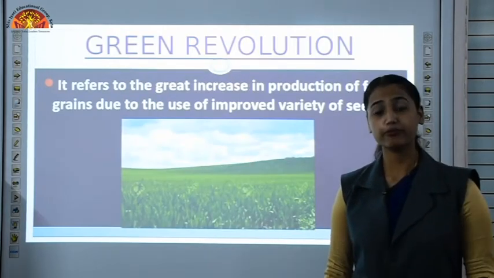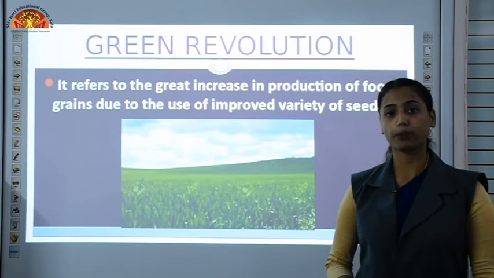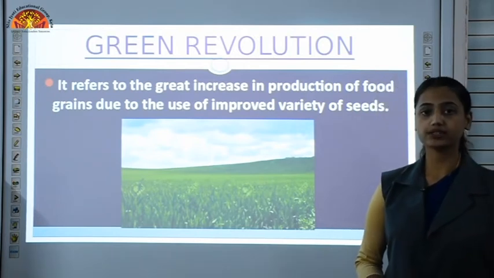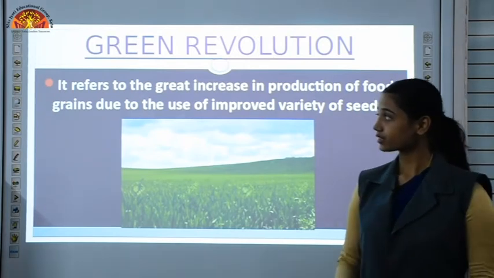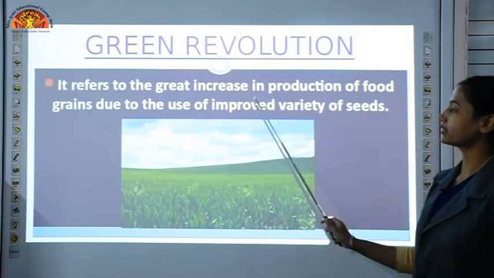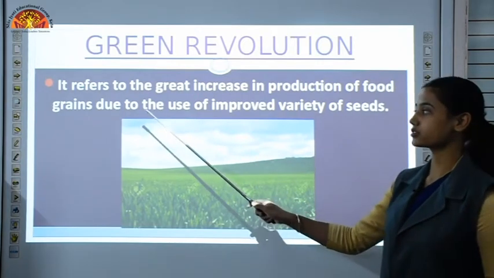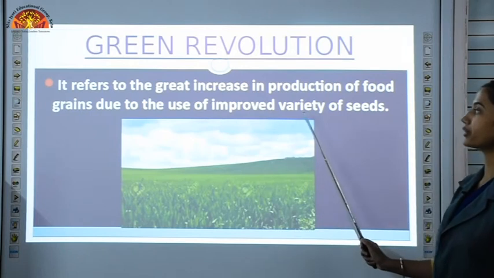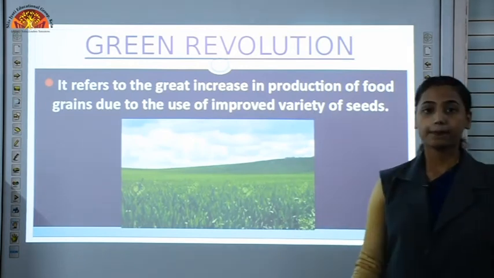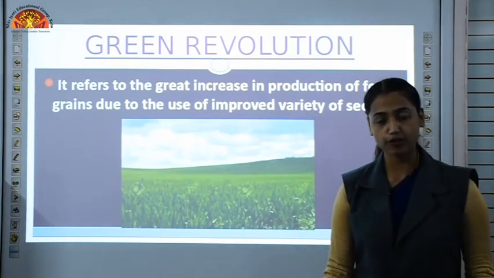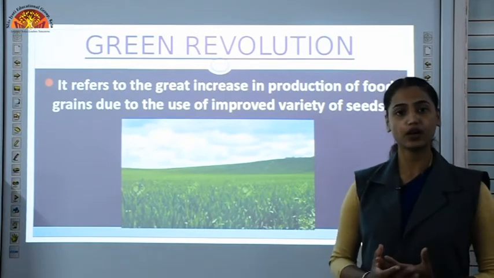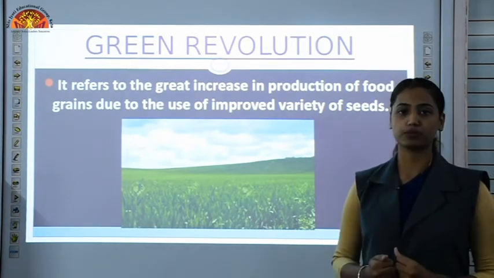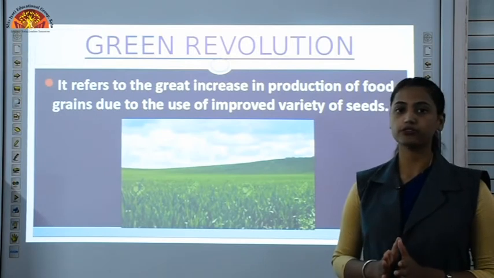That was the basic practices of crop production. Now the next topic is green revolution. It refers to the great increase in production of food grains due to the use of improved varieties of seeds. By improving the quality of seeds, we are increasing our production. We are getting more crops from the same quantity of seeds.